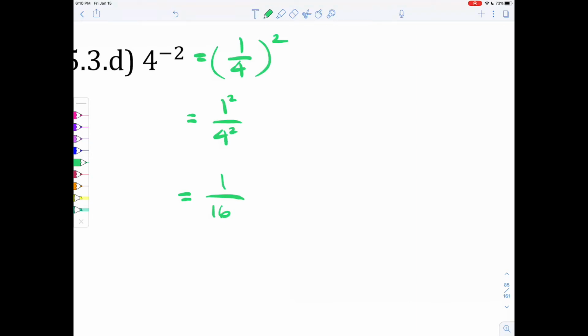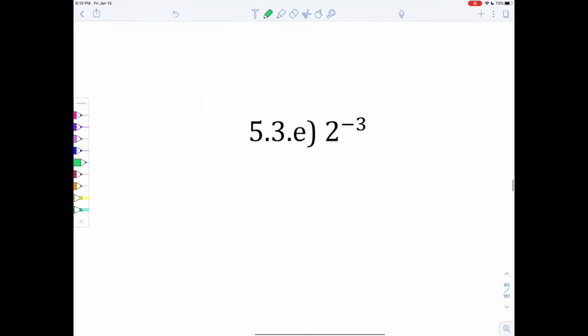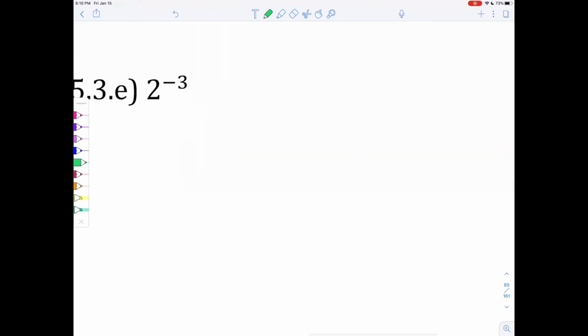See if you can tackle the other 3 in this set of examples. Give them a try, give them a go, see what happens, and I will move to the next one. 2 to the power of negative 3 is the same thing as taking the reciprocal of the base to the power of positive 3, which is 1 cubed over 2 cubed. 1 cubed is 1, 2 cubed is 8.